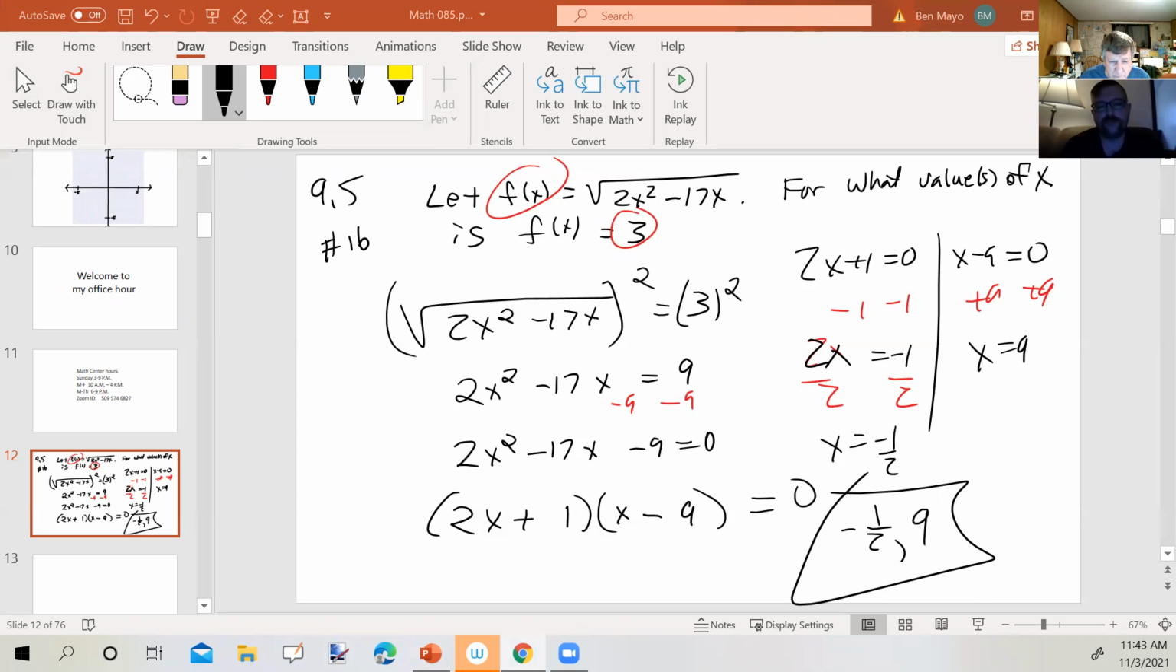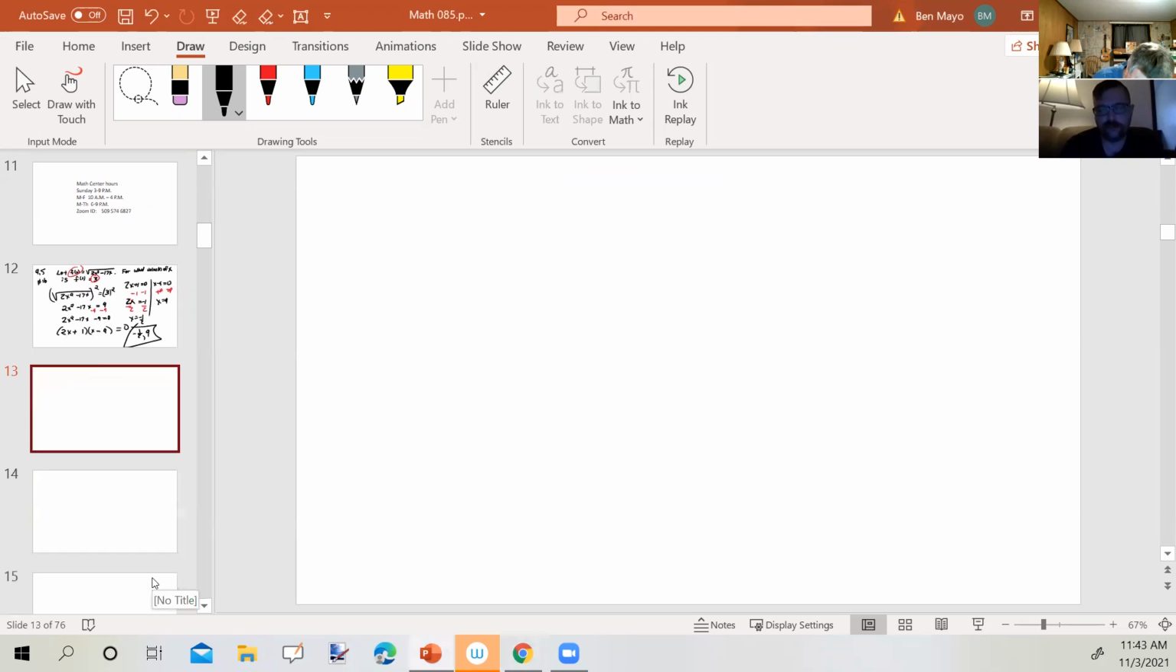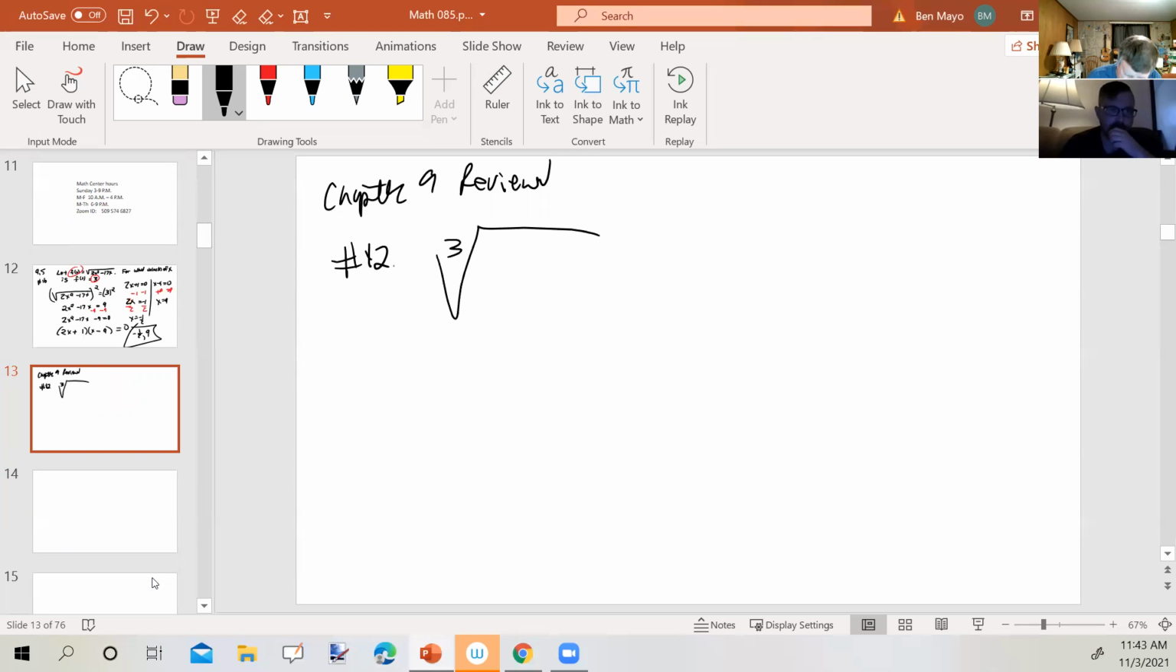Chapter 9 review. So this is from the chapter 9 review, and this is number 12. Simplify the expression. Assume that the variable is unrestricted and use absolute value symbols when necessary. All right, we're taking the cube root of x to the 9th over 64.